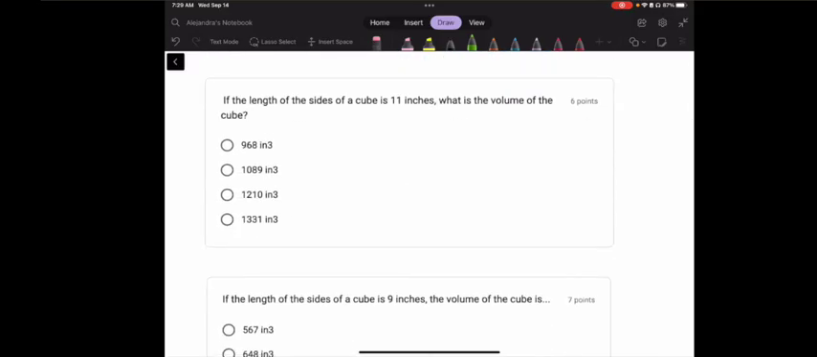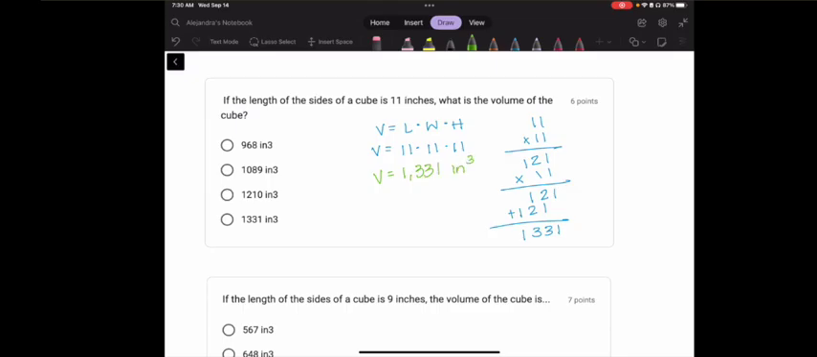In this problem, it states, if the length of the sides of a cube is 11 inches, what is the volume of the cube? So here, volume is going to equal length times width times height. Given that in a cube, all sides are the same, we'll have 11 times 11 times 11. 11 times 11 will give us 121. Multiply that times 11, and we'll have 1, 2, 1, 1, 2, 1. Add that up together. So the volume of a cube whose side measures 11 will be 1,331 inches to the third power.